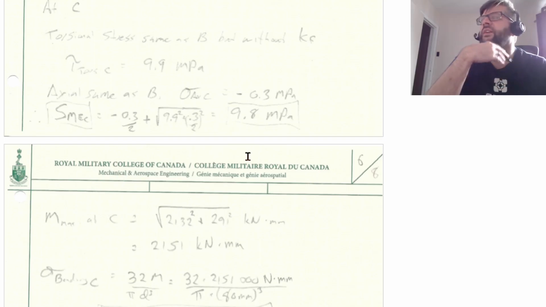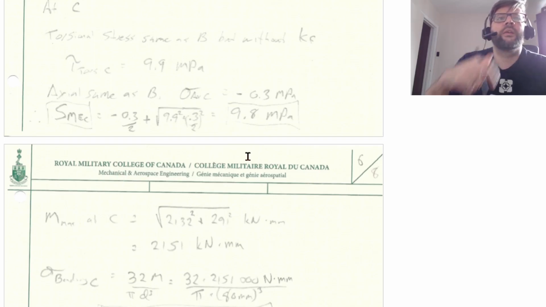Axial stress is the exact same as B because there was no Kf applied at B as well. So take those values and plug them into the equivalent mean stress formula, and that gives us 9.8 megapascals.